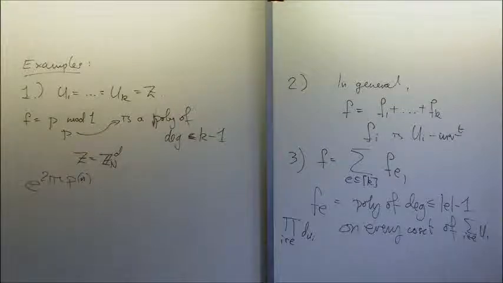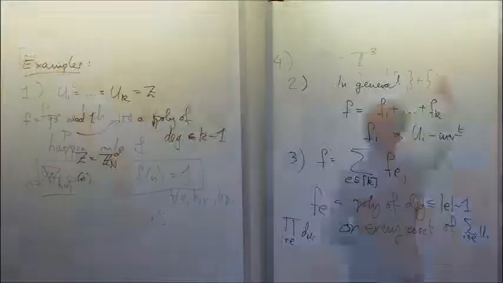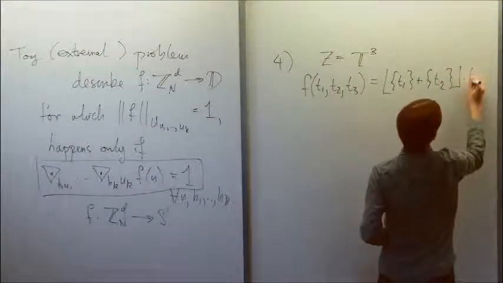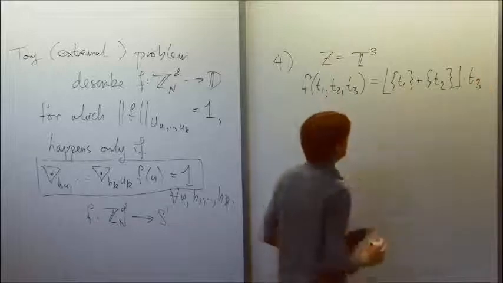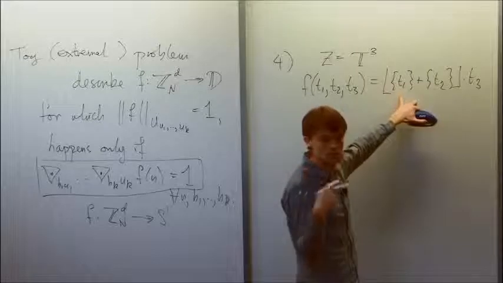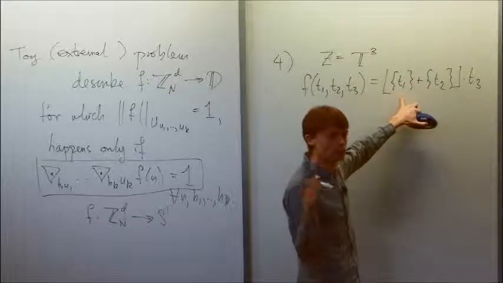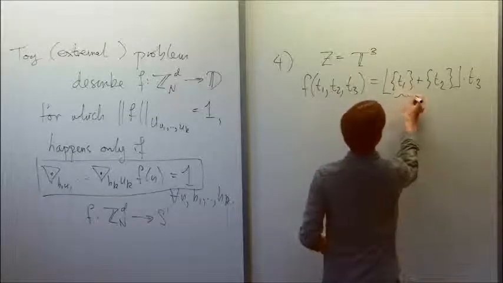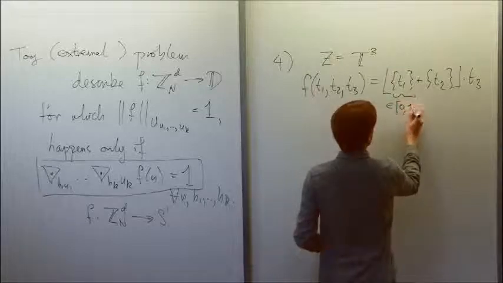So here is example 4. Let Z be the 3-torus, and let f of the 3 coordinates be the following function, where I'm going to write it and then tell you what it means. This is fractional part notation. What this means is I take an element of T, R mod Z, and I look at its representative in the half-open interval from 0 to 1.